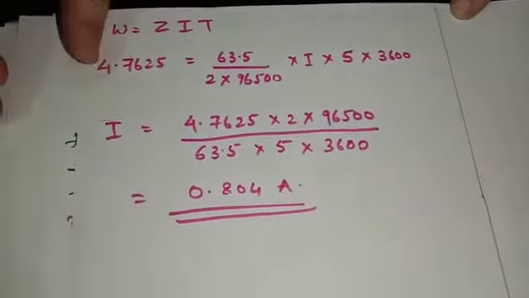So by this method you can calculate the mass of the substance deposited or liberated at any of the electrodes by Faraday's second law, as well as the mass of the substance from current, time, or any of the variables, by using Faraday's laws of the electrolysis process.